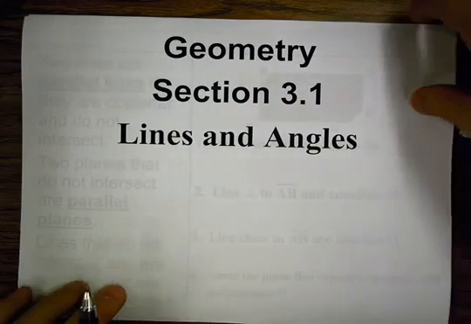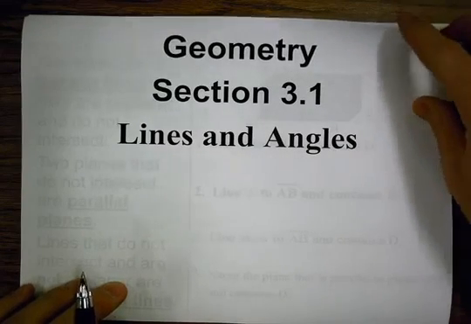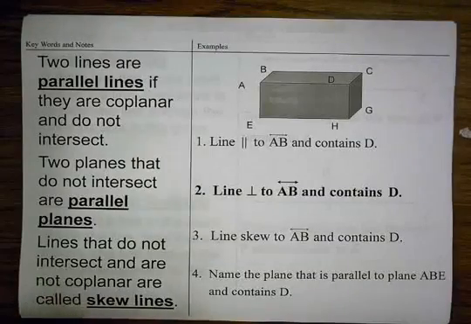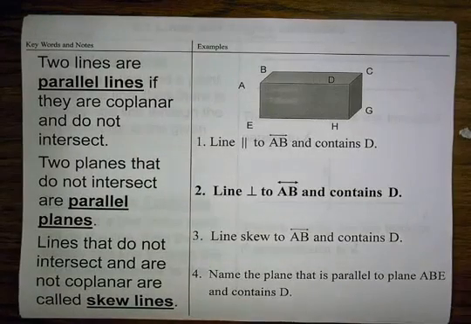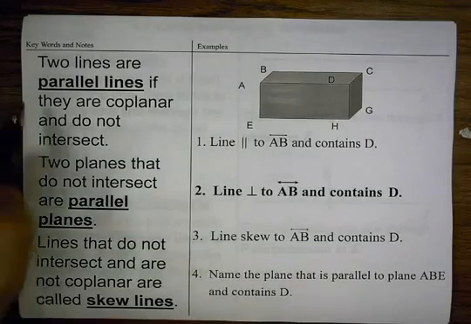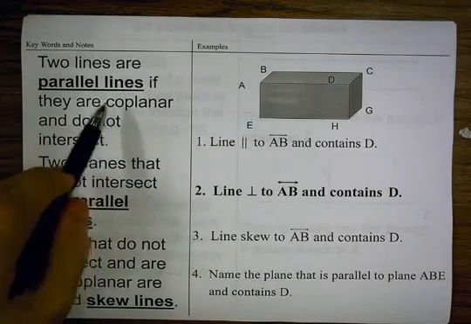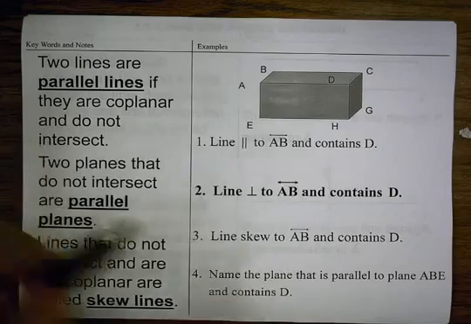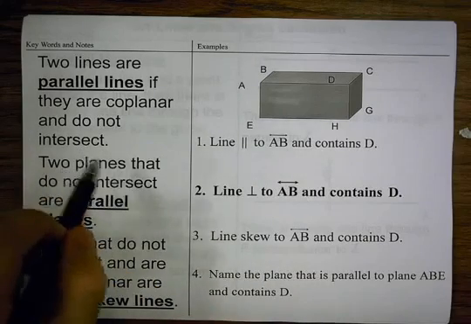In section 3.1, we get our introduction to the types of lines and the types of angles we're going to be looking at throughout this chapter. And the first types are parallel lines. Two lines are parallel lines if they are coplanar and do not intersect. We say coplanar, meaning they're on the same plane, and they never intersect.